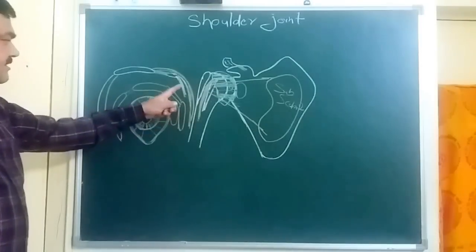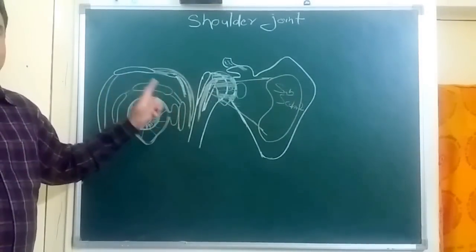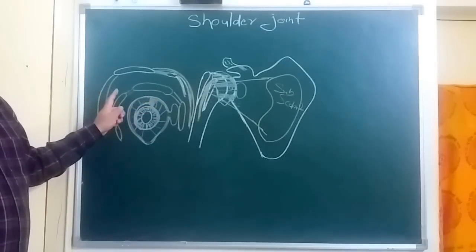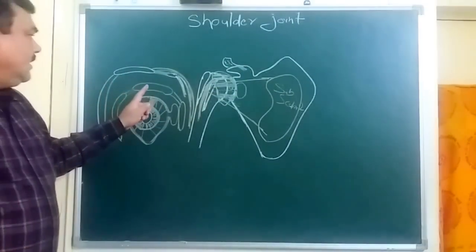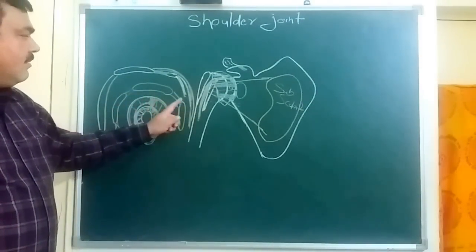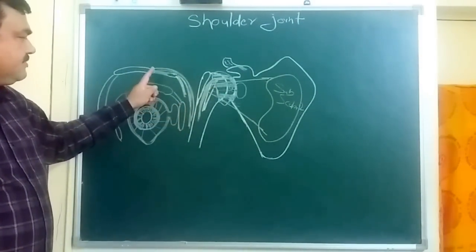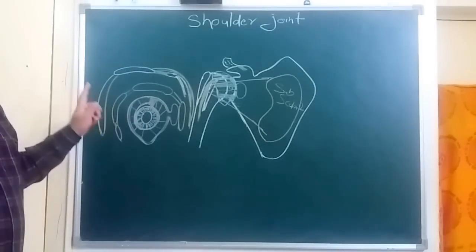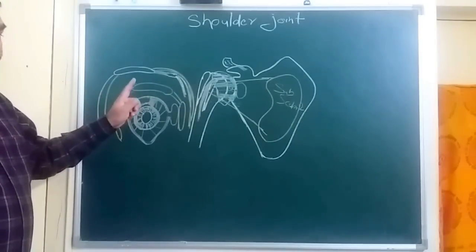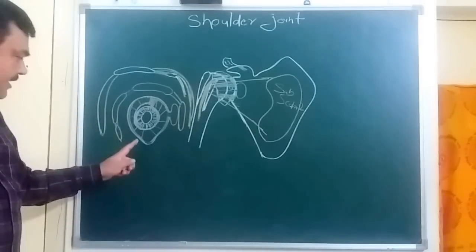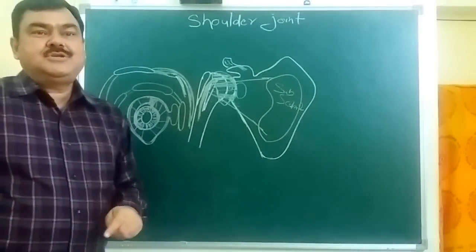So these structures form the secondary socket. This structure reinforces the joint from the anterior aspect, from the superior aspect, from the posterior aspect. So it provides stability from the anterior, superior and posterior aspect. Inferiorly again, there is no structure.